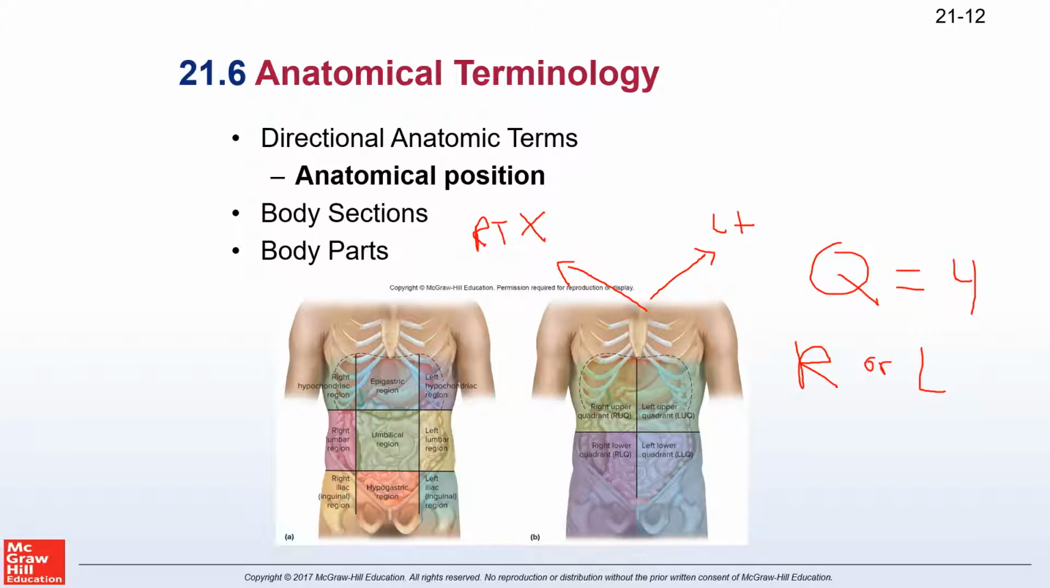So for quadrants, we have left or right. Identify that first, and then identify upper or lower, and then say the word quadrant. Right? Do not say upper right quadrant. Say right upper quadrant. So when you enter stuff in exams, make sure you do R, U, Q, right? So identify left or right first, then up or down.